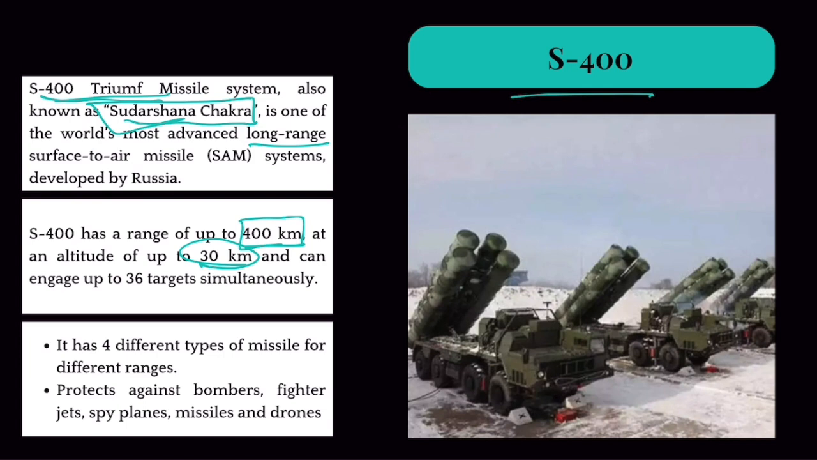Plus, the best part is that one S-400 system can hit 36 targets simultaneously. That is a big advantage. Now, it has four different types of missiles that can be fired from each silo. Each missile is of different range. One missile can be of 100 kilometers, the second can be of 200, and so on and so forth. It can protect against aircraft bombers, fighter jets, spy planes, missiles, drones, everything.